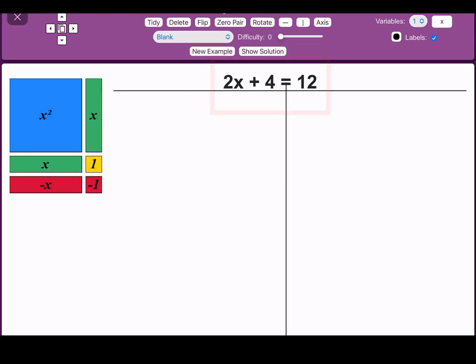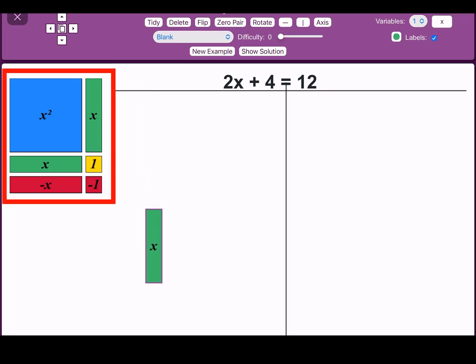The first thing you want to have your students do is make sure they're writing their equation at the top of their mat. So you can see mine's right here at the top. Also remind them that this line going down the middle is going through the equal sign. So this represents the left and the right side of the equation.